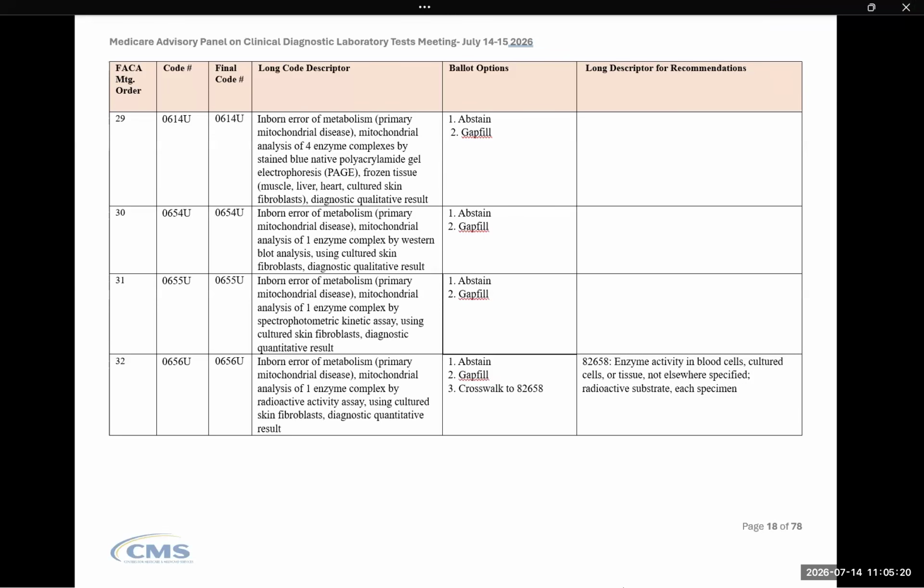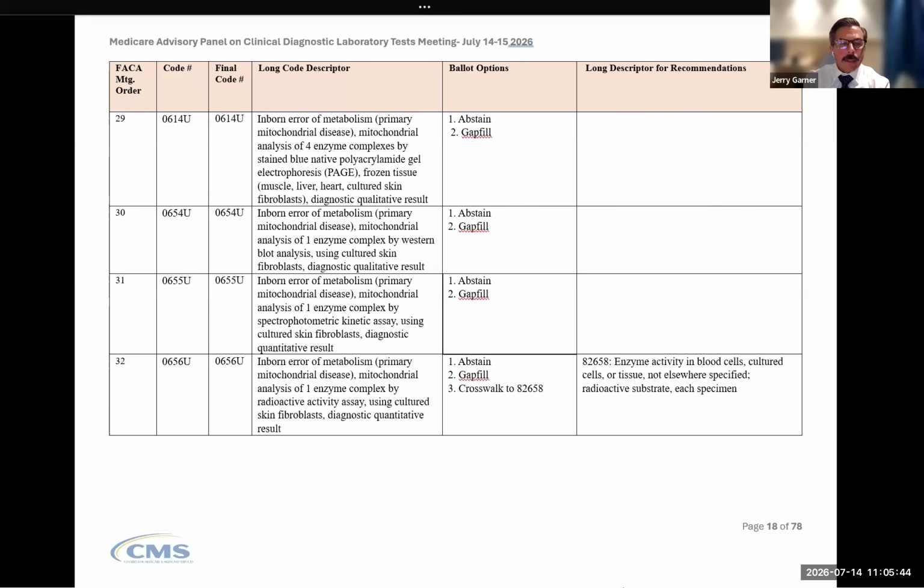0655U. This test is for inborn metabolic error of one enzyme using spectrophotometric kinetic assay on cultured skin fibroblasts. This test had no sponsor for the annual lab meeting and no presentation was received. After researching the assay, the subcommittee found that the test belongs to Children's Colorado Hospital Laboratory under the test name Complex 2 Enzyme Activity Assay.